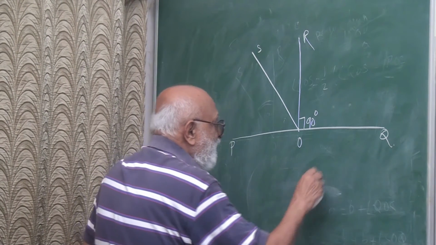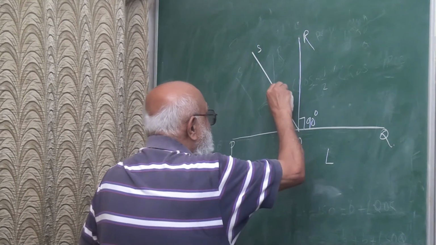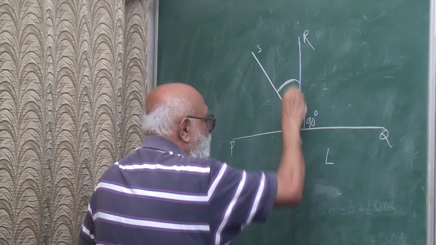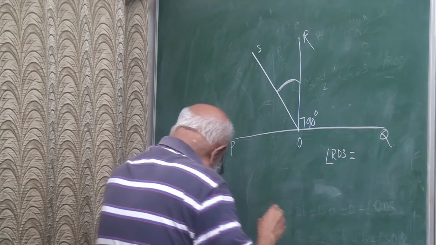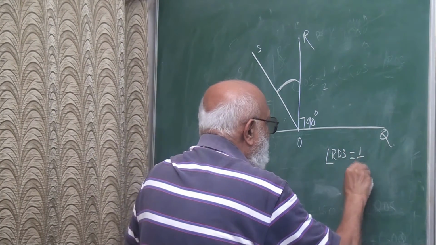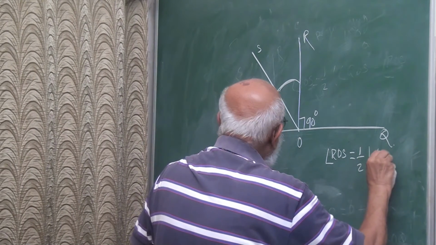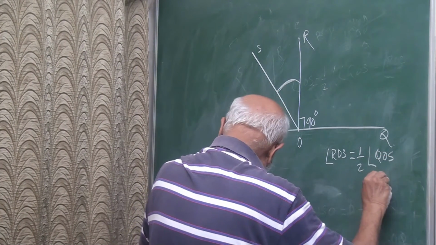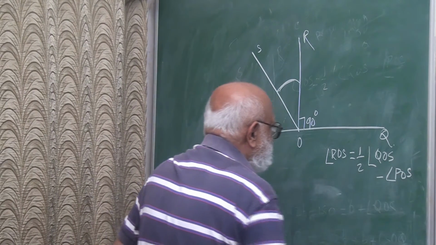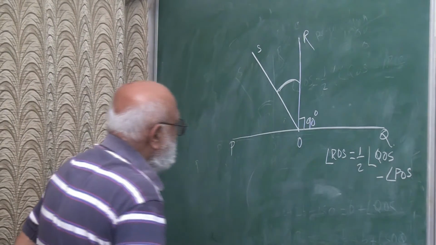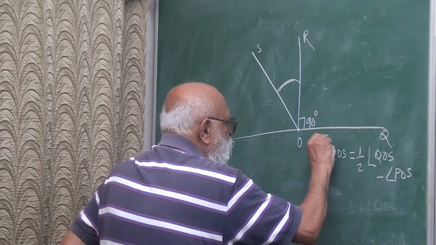And what we have to prove, we have to prove that angle ROS, that means this angle ROS, is equal to half of angle QOS minus angle POS, right? This is what is required. This is what we have to prove.